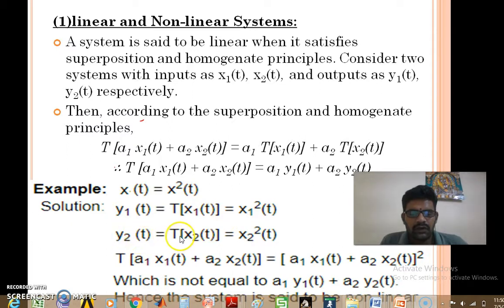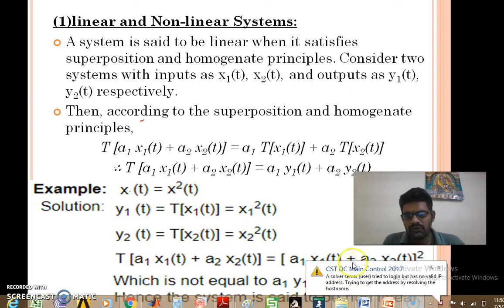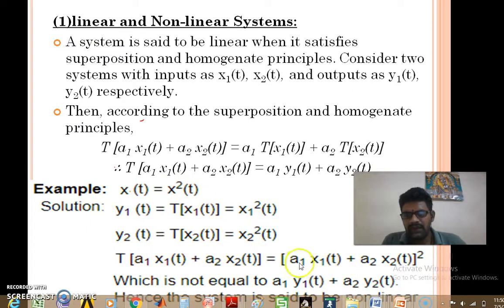So y2 of t is equal to the transformation of x2 of t, which is x2 square of t. Then the transformation of a1 x1 of t plus a2 x2 of t, the scaled weighted sum of inputs. The output is the transformation of a1 x1 plus a2 x2, whole square. So it is of the form (a plus b) whole square.